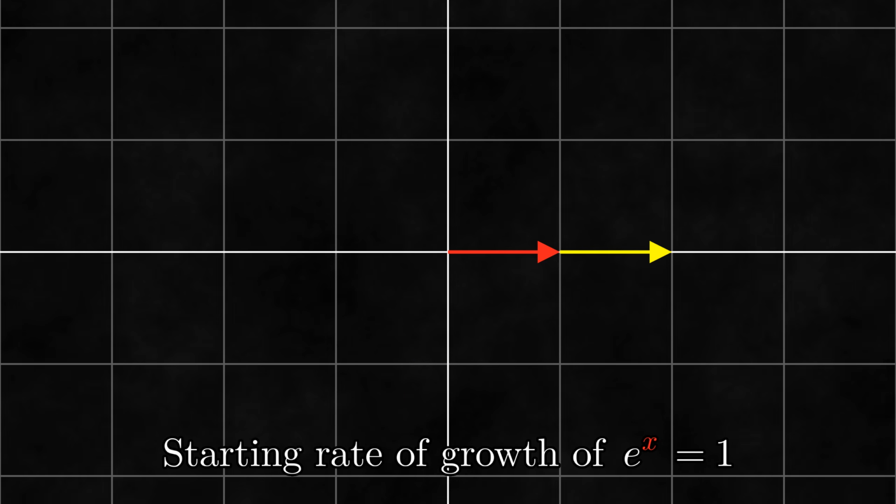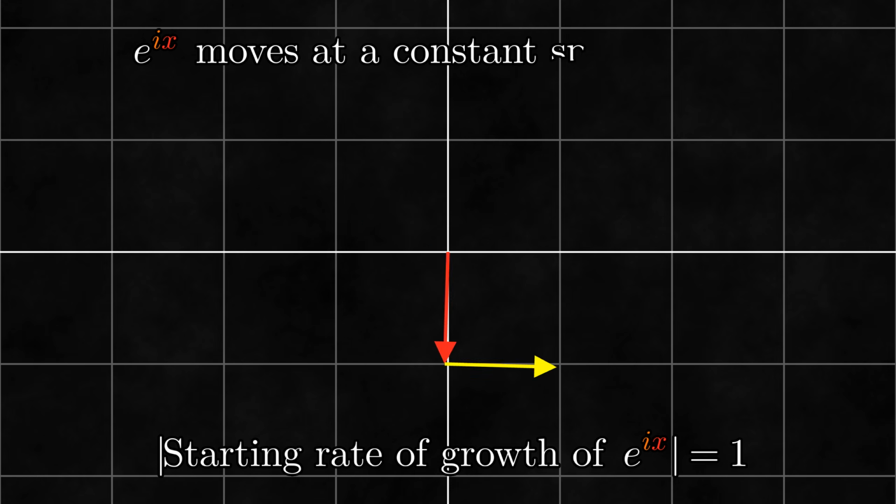Once again, think back to the basic exponential function. Its starting rate of growth is 1. Of course, once you get bigger than 1, the rate of growth changes, but at the start, it's 1. For e to the ix, while the starting rate of growth doesn't point in the positive direction, it still has a magnitude of 1. So at the start, the speed at which we are going around the circle is 1. But unlike in the normal exponential case, we never get further away from the origin. This means that the speed at which we move around the circle never changes. So e to the ix will go around the unit circle at a constant speed of 1.